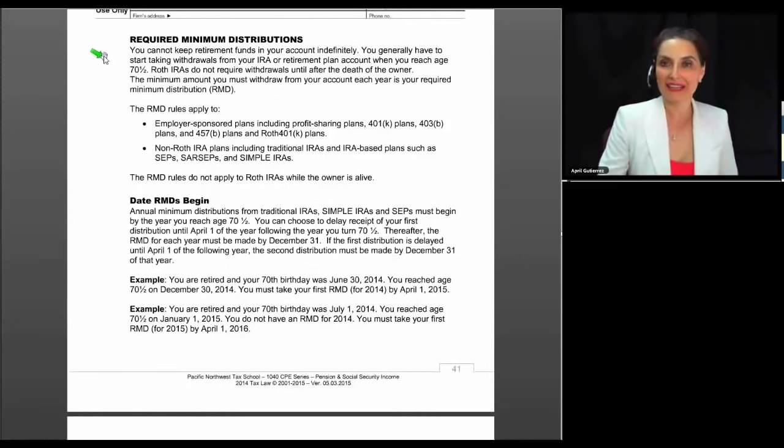So you cannot keep retirement plans in your account indefinitely. You generally have to start taking withdrawals from your IRA or your retirement plan account when you reach age 70 and a half. Roth IRAs do not require withdrawals until after the death of the owner, and the minimum amount you must withdraw from your account each year is your required minimum distribution.